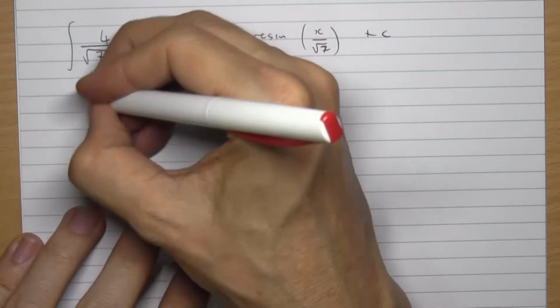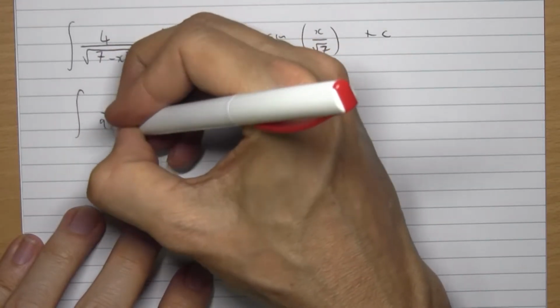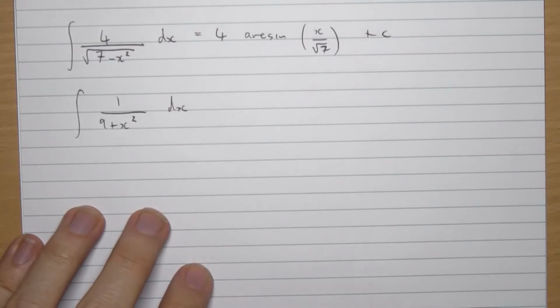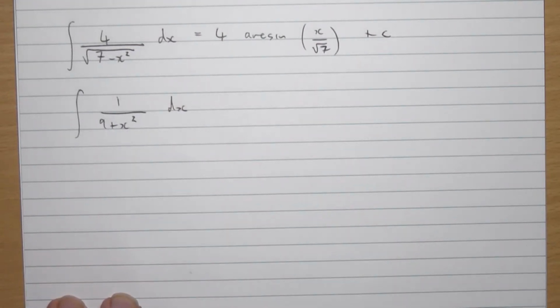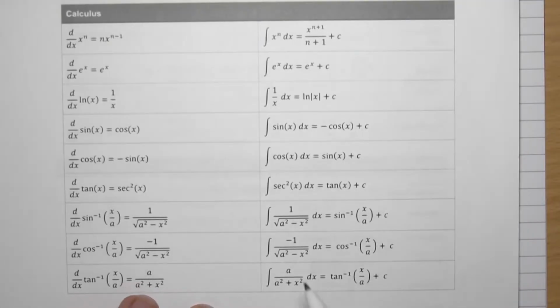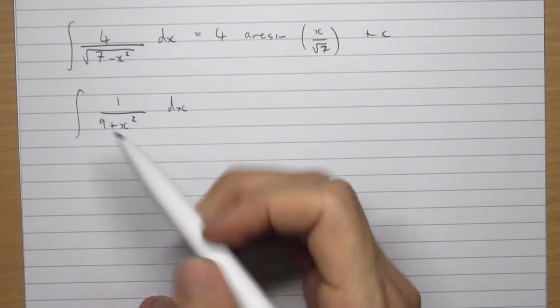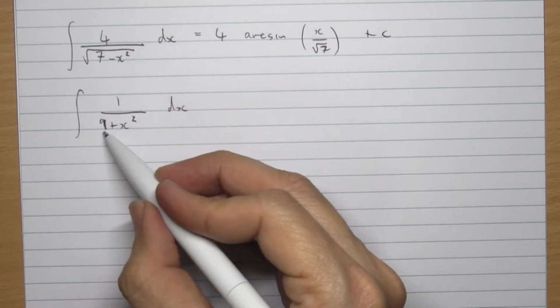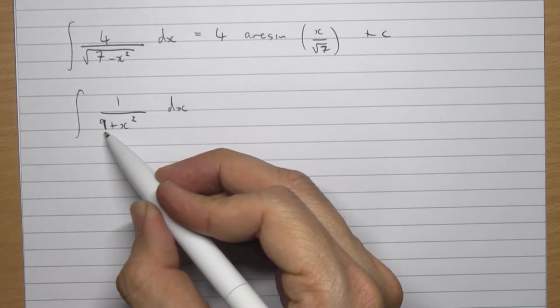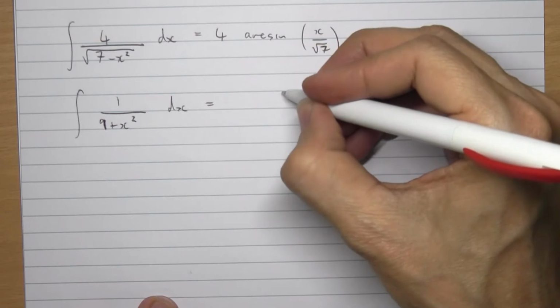What about this one? The integral of 1 over 9 plus x squared. Well, what does this look like? That looks like this rule, except this rule has an a on top, where I've got a 1. So I need this to be a, where this 9 is actually a squared. So that means a has to be 3. So I am going to rewrite this. I'm going to fudge it first. I'm going to write the integral, then put a constant out the front.